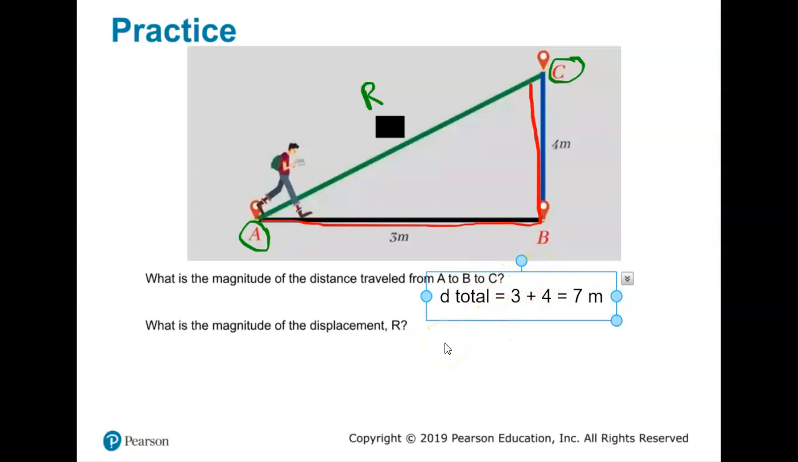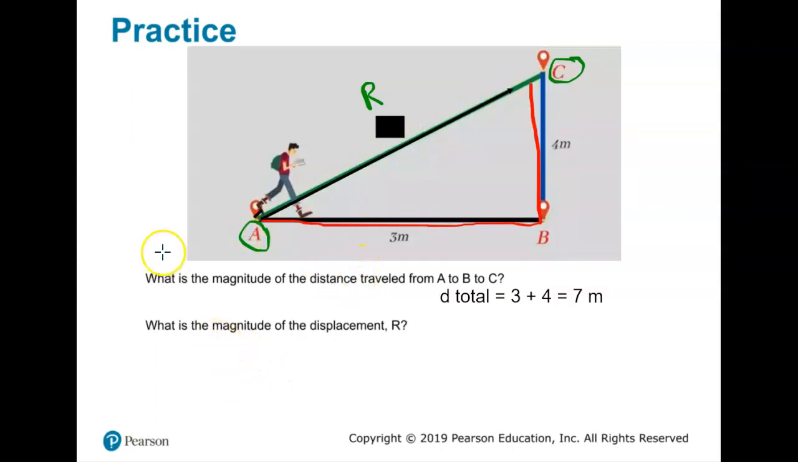For the displacement, it is a little harder. The reason it's a little more challenging is because it's not just in a straight line. We're moving in multiple directions here, and I want to know the displacement. Again, displacement is from where you start to where you finish. So we're starting at A, we're going to C. So we're looking for this green path. And remember, displacement tells you a direction. We're going in this direction, from up and to the right.